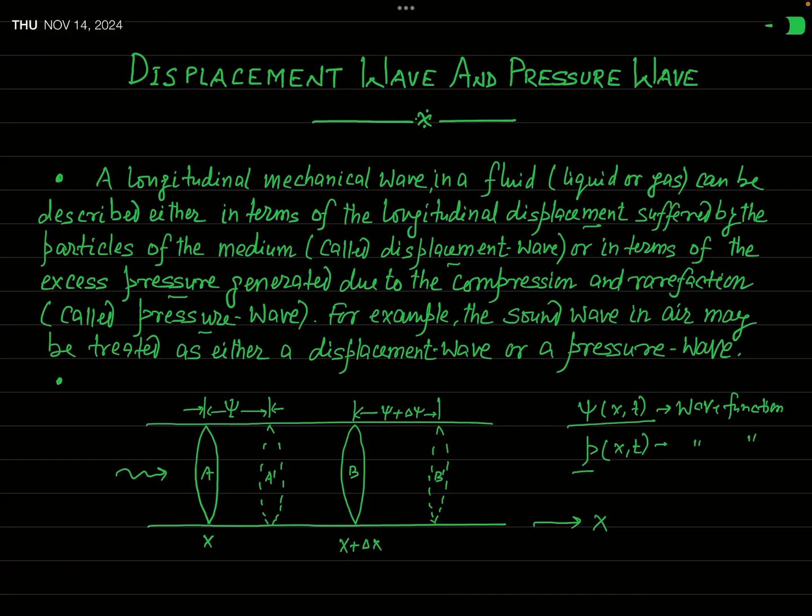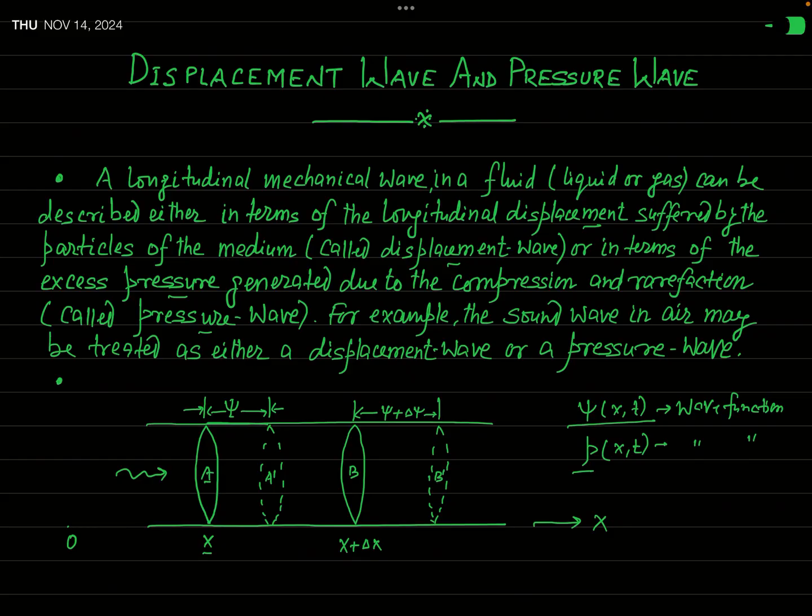Here, for simplicity, I have considered the medium as a cylindrical column. Relative to some arbitrary origin, I have considered a section A of the medium, which is at x equal to x. It means the x coordinate of this section A is x. When the wave passes through this medium, the particle at this section gets displaced by the amount psi, as you can see in this figure. It means this A is displaced to the position A prime, which I have shown by this dotted line.